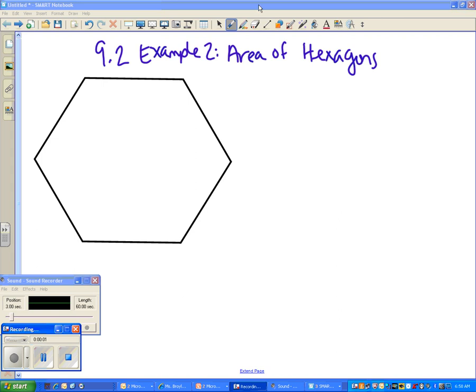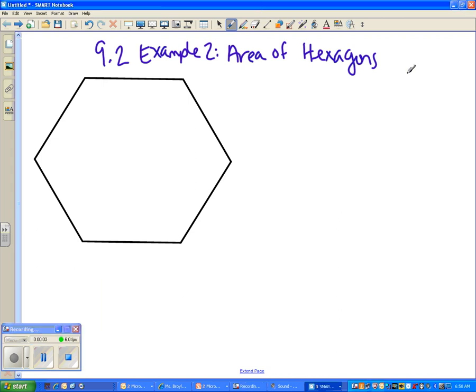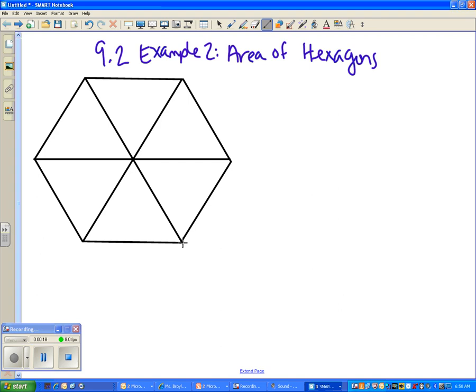Okay, the second thing we're going to be doing today is finding the area of hexagons. And to do this, since we skipped a couple chapters, we're going to take the hexagon and split it into triangles. There's going to be 6 triangles. And we could figure this out using the polygon sum theorem, the thing we learned in chapter 6.